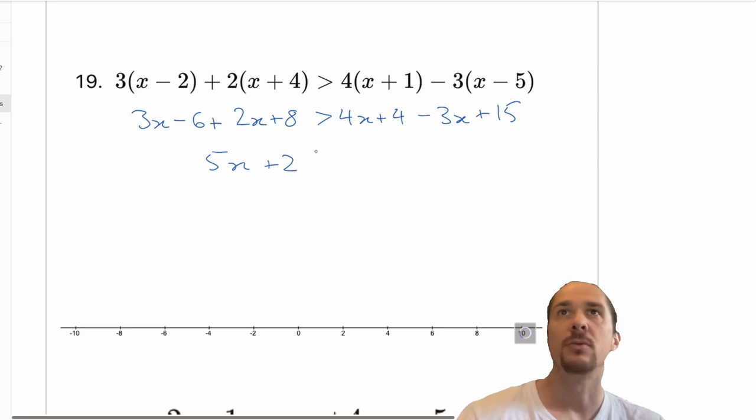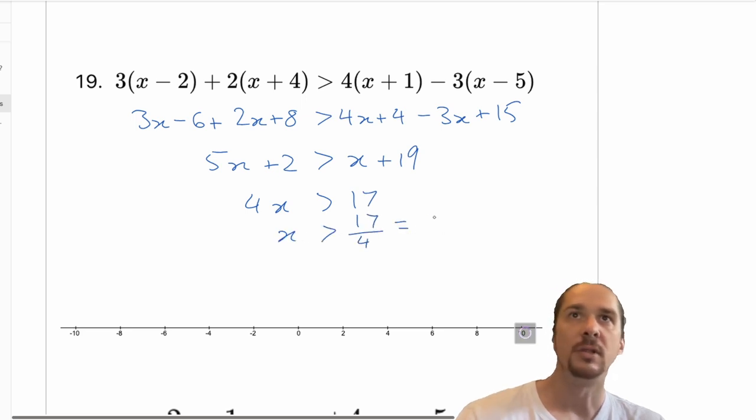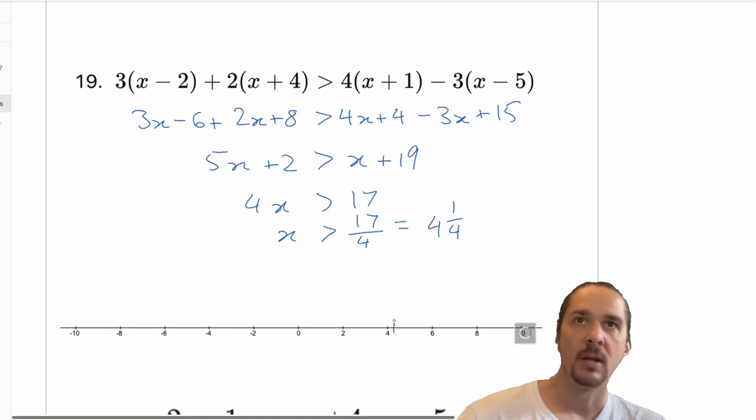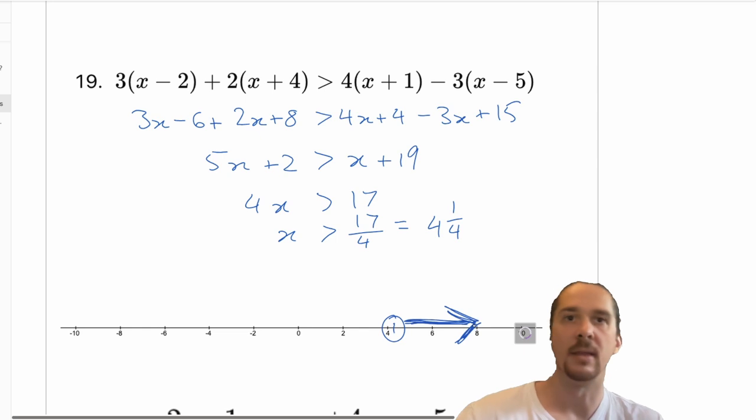5x plus 2 is greater than x plus 19. 4x is greater than 17. x is greater than 17 on 4, which is 4 1/4. So 4 1/4 is about there. We put an open circle, and we show that x is anything greater than that value.